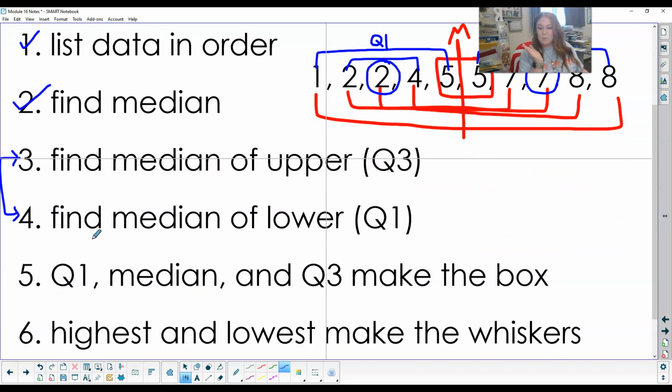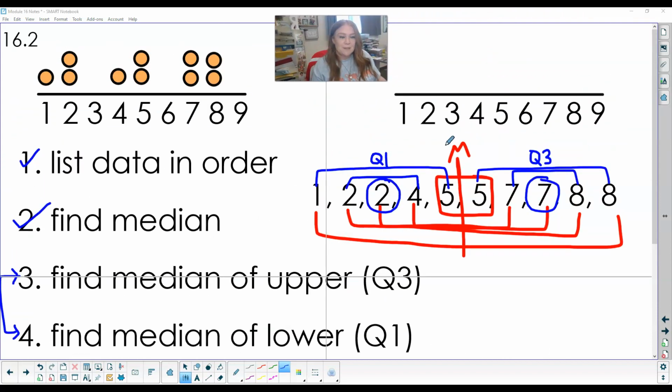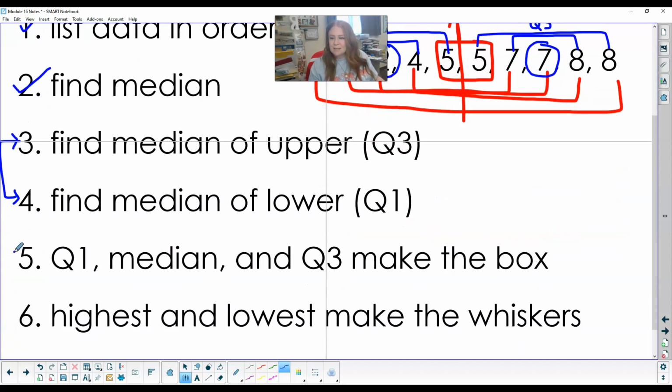And then we're going to use Q1, the median, and Q3 to make our box. So we're going to put a line on 5, a line on 2, and a line on 7. And we're going to connect those all together to make our boxes, right? Boxes, 2 boxes. So check.